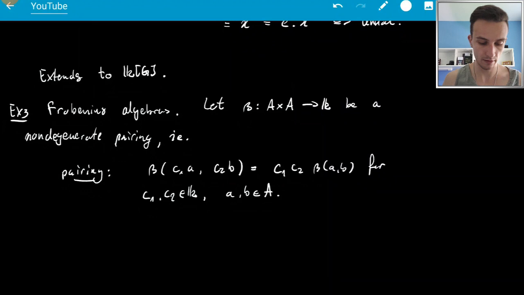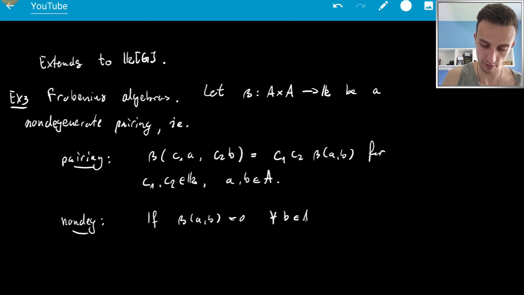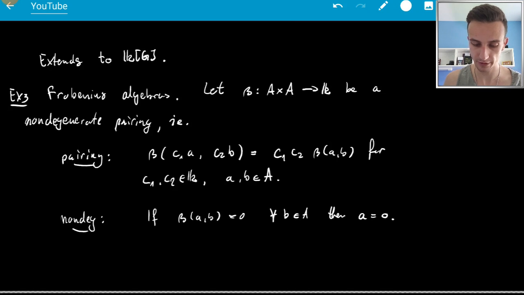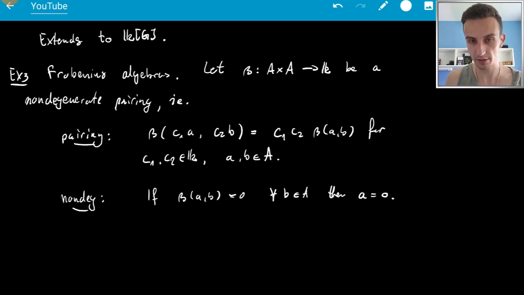Okay, that's a pairing. And non-degenerate means that if beta of a, b equals 0 for all b, then a equals 0. Okay, so just like with matrices, for example, when you say something is degenerate, this is what you mean. So beta is non-degenerate means that it can only be 0 when one of the entries is 0, at least. So a Frobenius algebra is an algebra with this sort of structure.